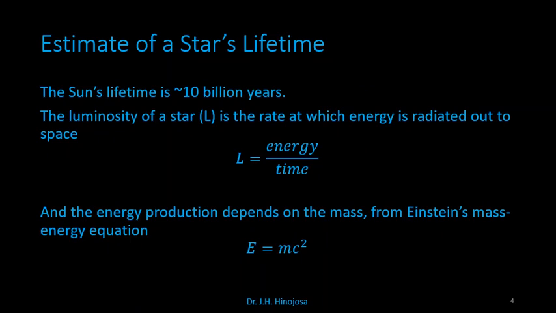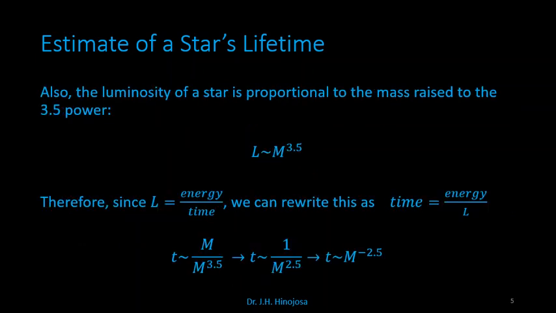We can estimate a star's lifetime by taking as a reference the sun's lifetime of approximately 10 billion years. Now, the luminosity of a star is the rate at which energy is radiated out to space at all wavelengths. So luminosity is energy per unit time. The energy production of a star depends on the mass from Einstein's mass energy equation, which says that E equals mc squared. E is energy, m is mass, and c is the speed of light.